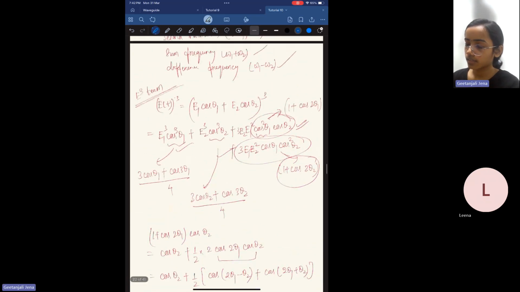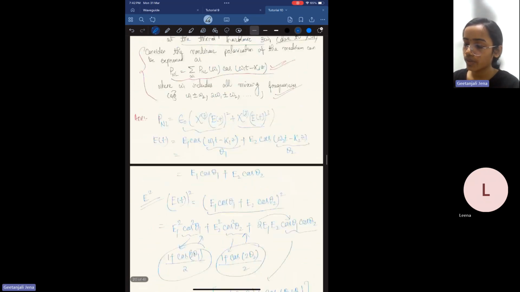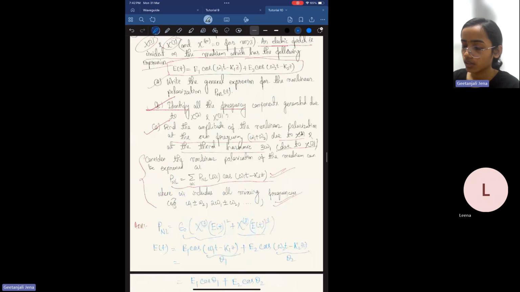So that means for this question, do you have any doubt up to now? We have solved this and this. Now we'll see what the C part is.